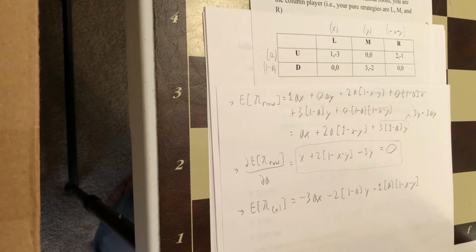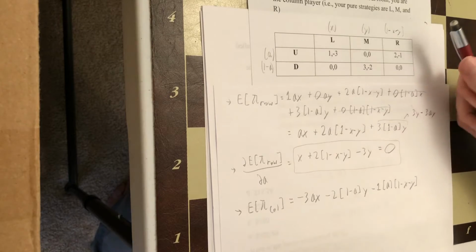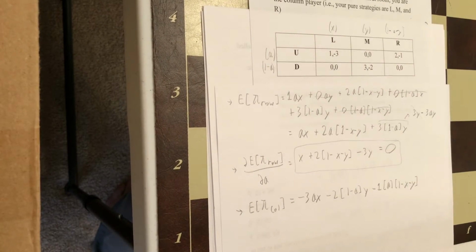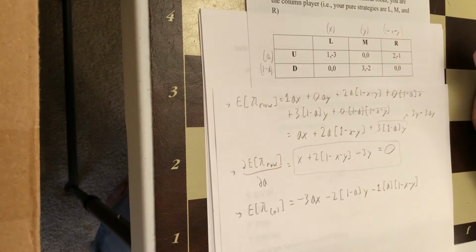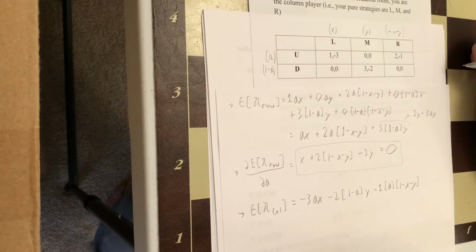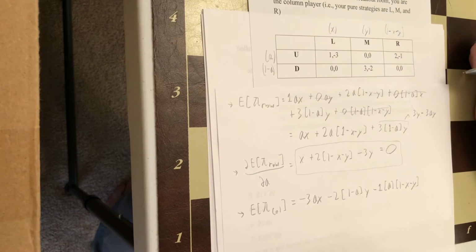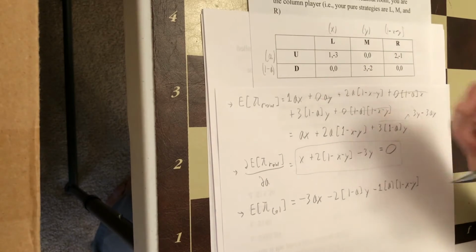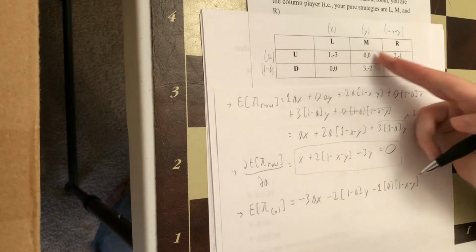Our column player decides whether we're playing L, M, or R, so they're picking the probabilities X and Y. We want to pick those probabilities in the way that's going to maximize their expected payoff. So to maximize, as usual, we take partial derivatives and set them equal to 0. We take one partial derivative with respect to X, and then another partial derivative with respect to Y.